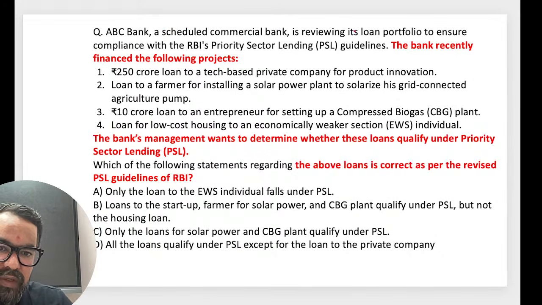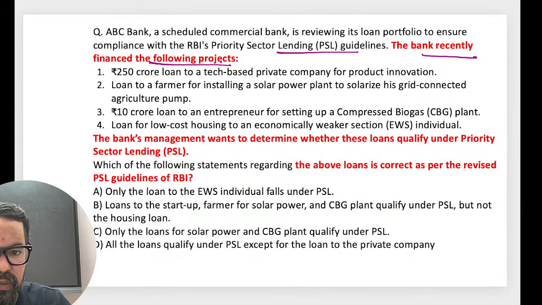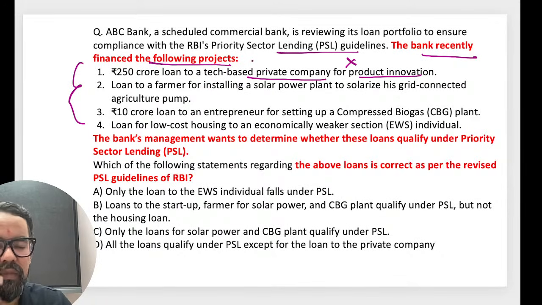ABC Scheduled Commercial Bank is reviewing its loan portfolio to ensure compliance with RBI PSL guidelines. The bank recently financed a 250 crore project for a tech-based private company for product innovation. It is a private company, a 250 crore tech-based loan. It will not come under the PSL target, meaning the bank will not achieve PSL credit for this.